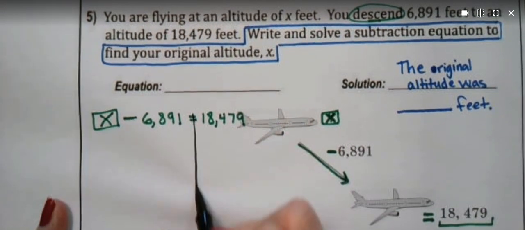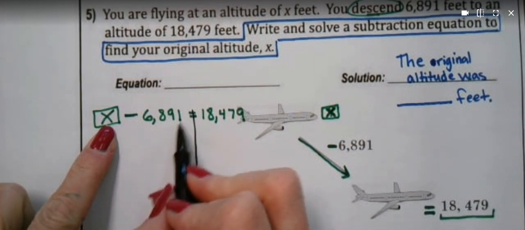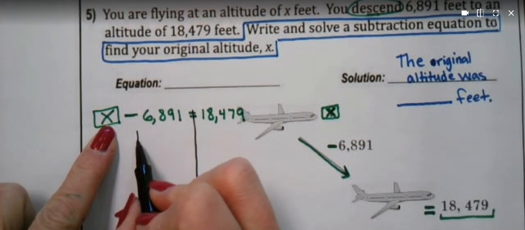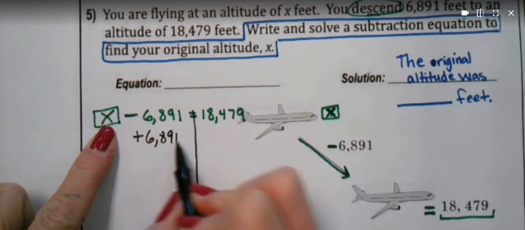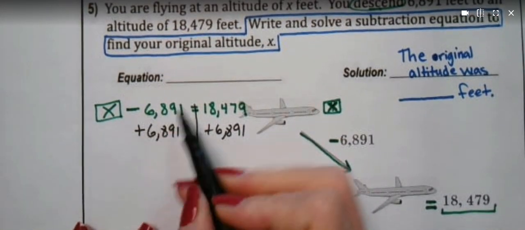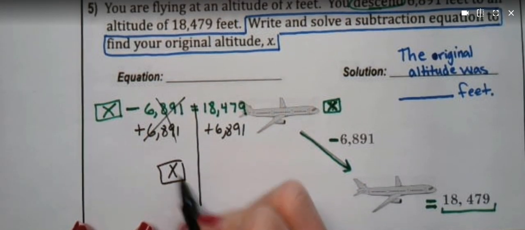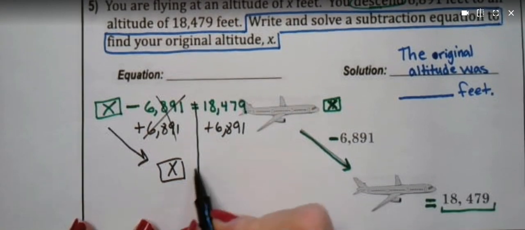I'm going to draw a line down the equal sign. All right, we want to get the x by itself. What's been done to it? Minus. So we're going to do the opposite. We're going to add. Okay, negative 6,891 and a positive 6,891. That cancels out, and I have x. I can drop the x down all by itself.